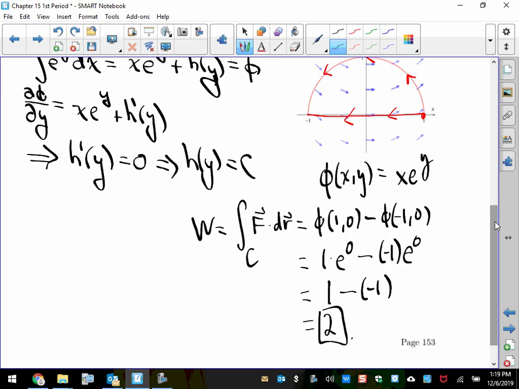I'm looking down at my notes here and I see that I got a -2. How did that happen? It's because I evaluated at the starting point first and then the ending point. So I've got these switched. Oops. So let's fix that real quick. So this should be -1, 0, and then 1, 0. We want the ending point and then the starting point. So -1 minus 1, so it should be -2 there.